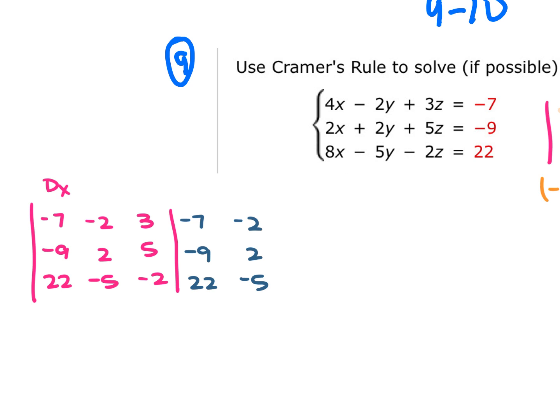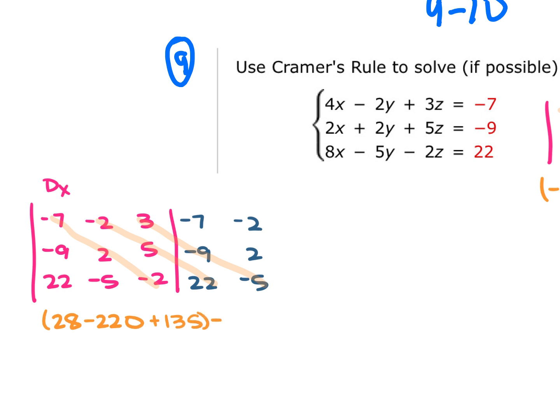You are going to multiply top to bottom. So the -7, 2, and -2, the -2, 5, and 22, and then the 3, -9, and -5. So your -7 times 2 times -2 gives you a positive 28. Then you have -2 times 5 times 22, which is -220. And then 3 times -9 times -5 gives you 135.